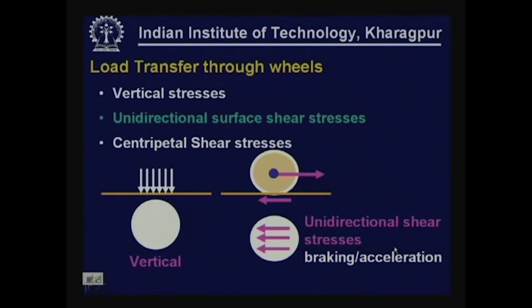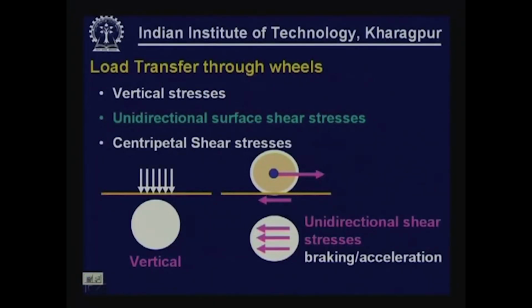The load is transmitted to the pavement surface in different modes. We can have vertical stresses, we can have unidirectional surface shear stresses, we can have centripetal stresses. So in a given situation you can have a combination of these modes for transfer of load to the pavement surface. Vertical stresses are obvious: the load is, most of the time, acting vertically on the pavement surface.